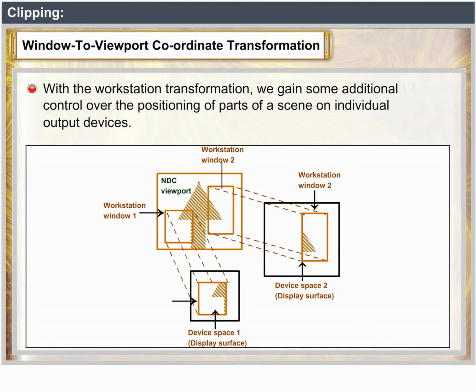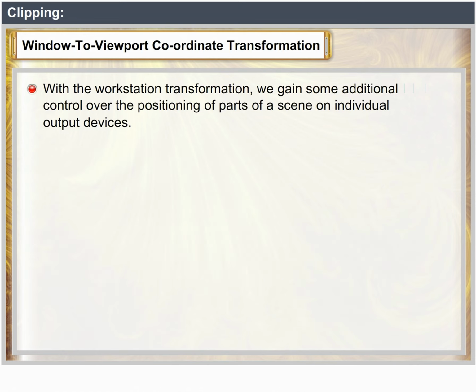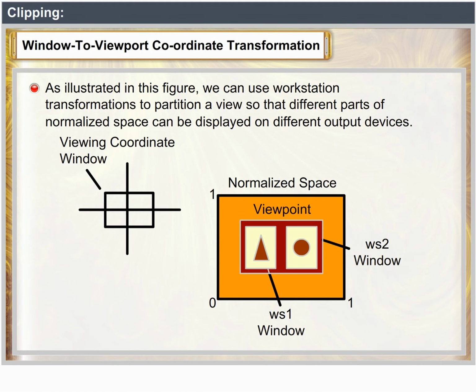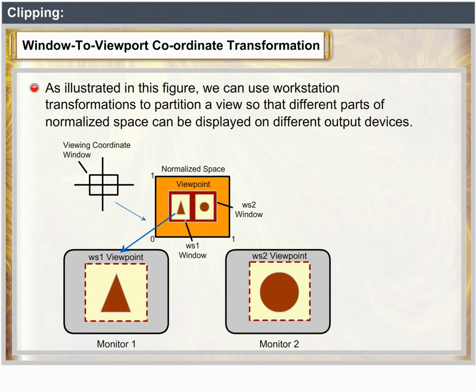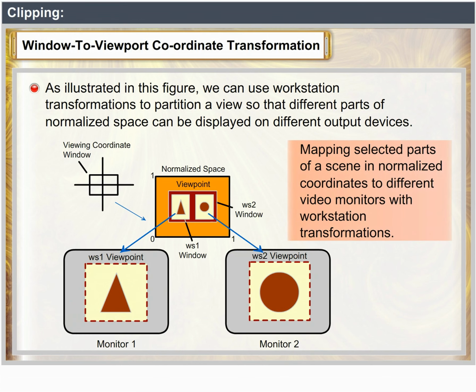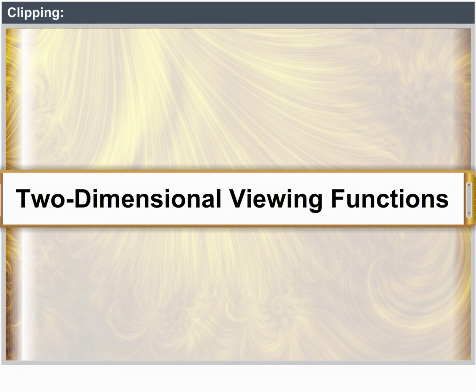With the workstation transformation, we gain some additional control over the positioning of parts of a scene on individual output devices. As illustrated in this figure, we can use workstation transformations to partition a view so that different parts of normalized space can be displayed on different output devices. Figure shows mapping selected parts of a scene in normalized coordinates to different video monitors with workstation transformations.